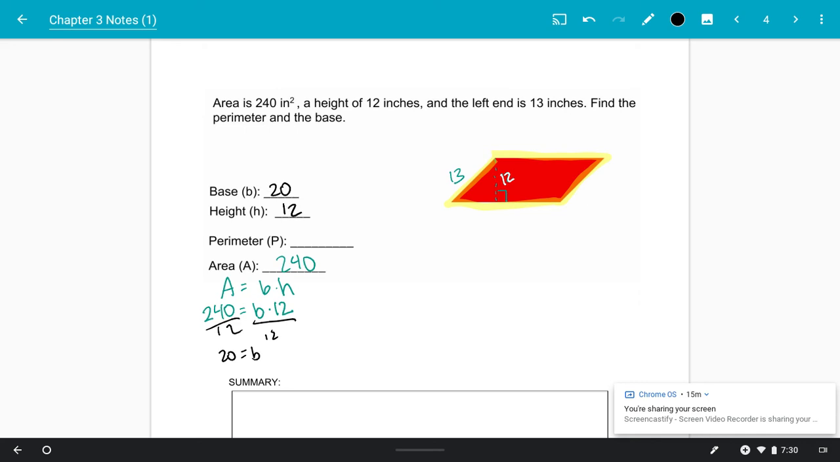Our height is 12. These are in inches. So if that's 20, then that means that's 20. If that's 13, that means this is 13. So the last step is to find the perimeter. We do 13 plus 20 plus 13 plus 20. That is 40, 50, 66 inches. And then area is inches squared.